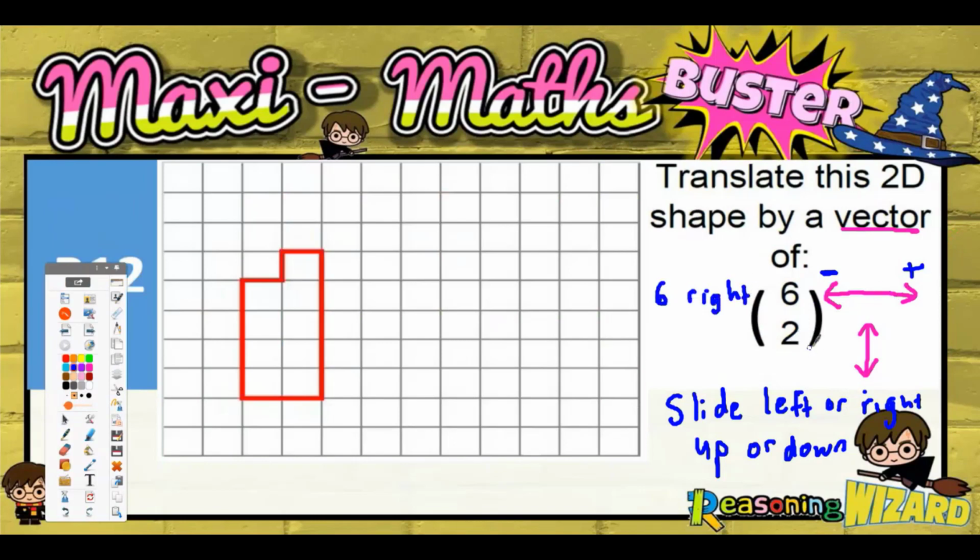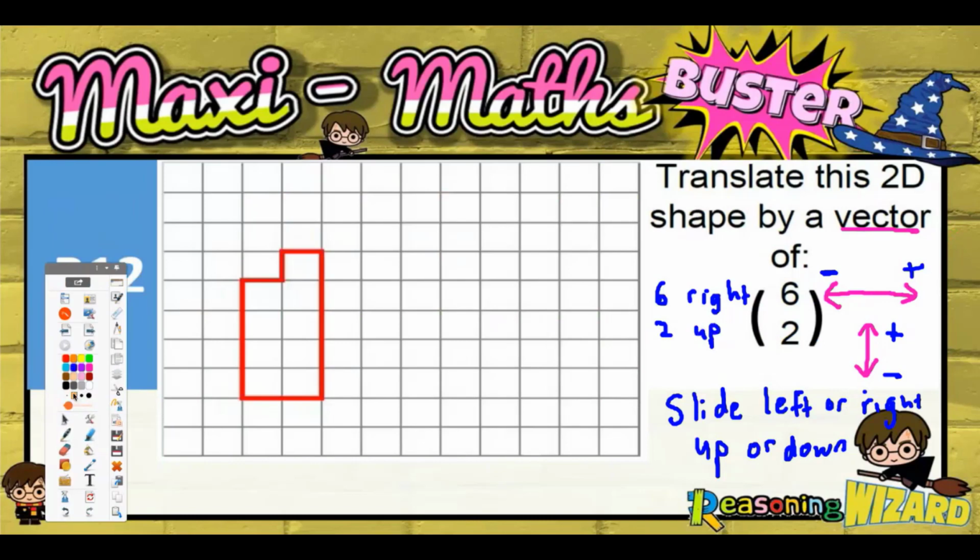And then the bottom number is up or down. If you're feeling in a positive mood, your mood is quite uplifting, so positive is up. If you're feeling in a negative mood, you're feeling quite down, so negative is down. Now this 2, same again. This 2 has no symbol in front of it, so it's like an invisible positive 2. So that 2 is positive 2, and positive 2 is 2 up. So we've got to go 6 to the right, and 2 up.